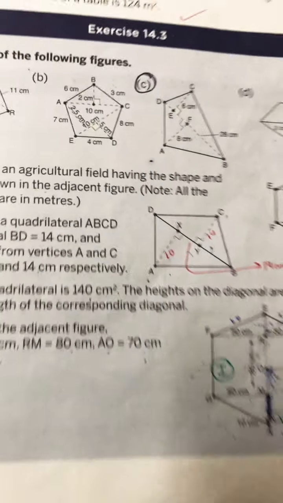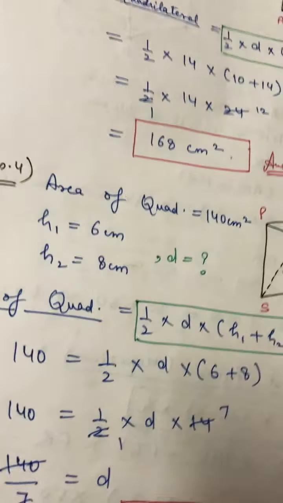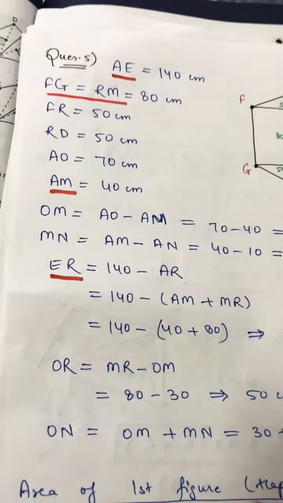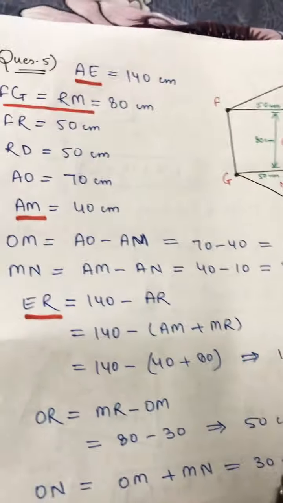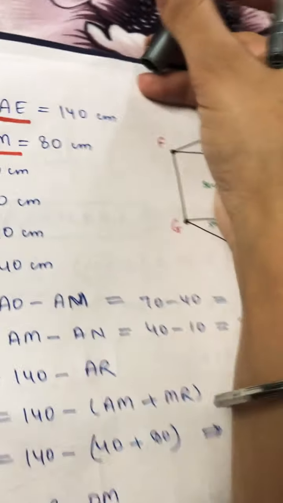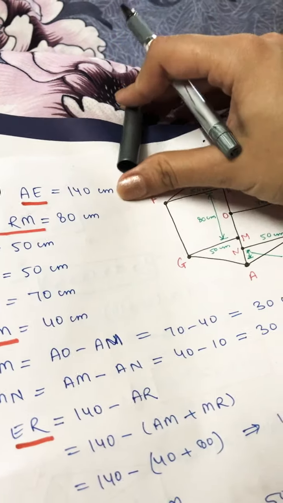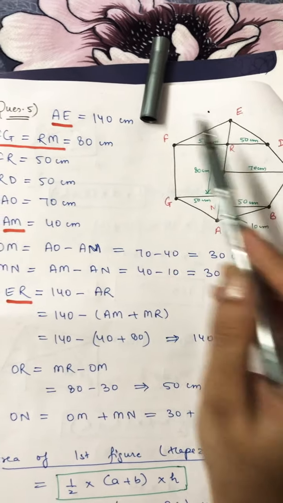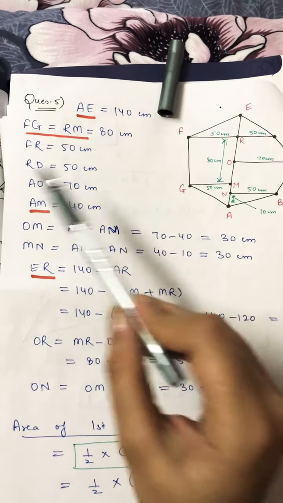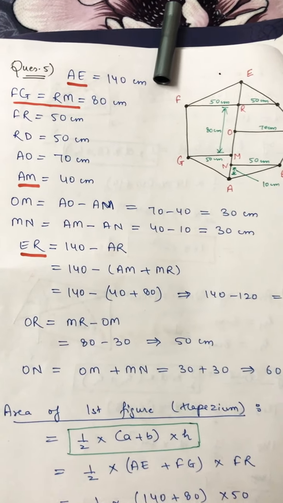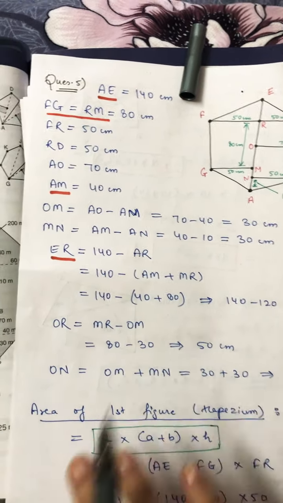Now let's start with this question. In this question number 5, this is the figure which is given to you in the statement. In this figure, the complete AE is given as 140. These are the things which you have to find out. I'm going to mention them one by one, and then you can go with the formulas.